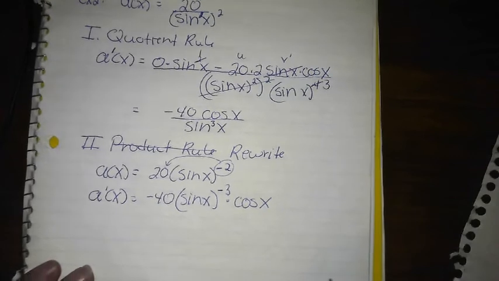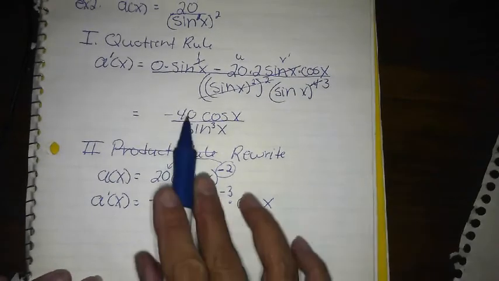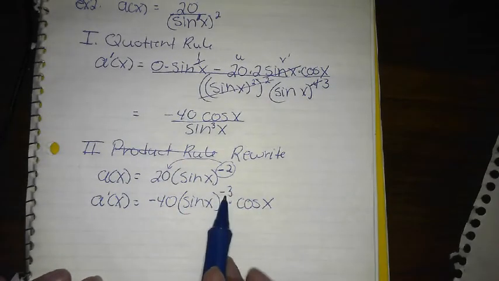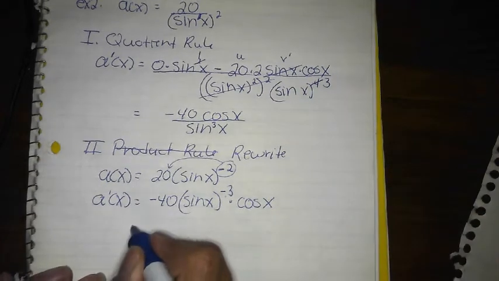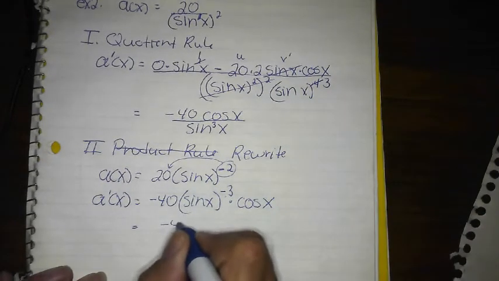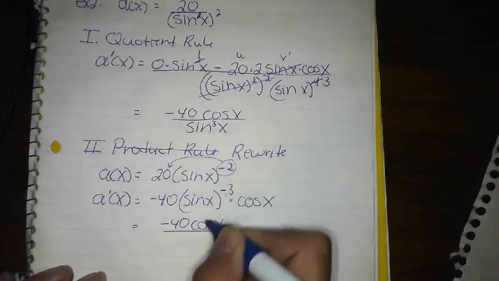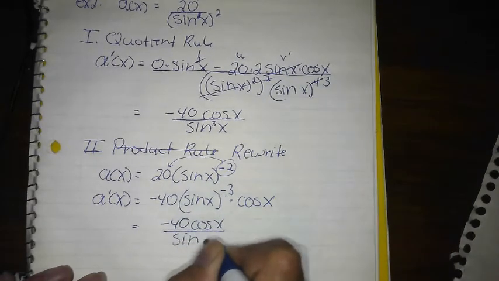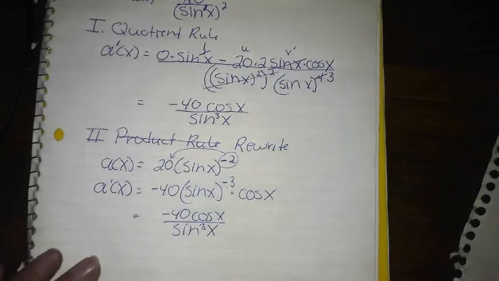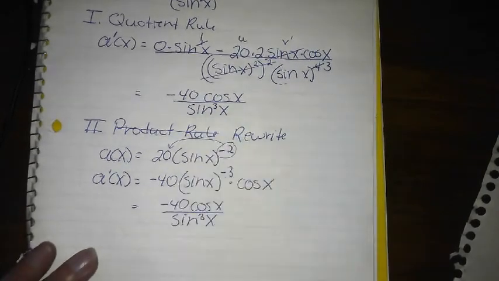And then the only thing we have to do to make it look like this one is get this exponent happy by kicking it to the bottom. So the negative 40 is staying put. The cosine is staying put. This is coming down, making it happy down there. And now they match.